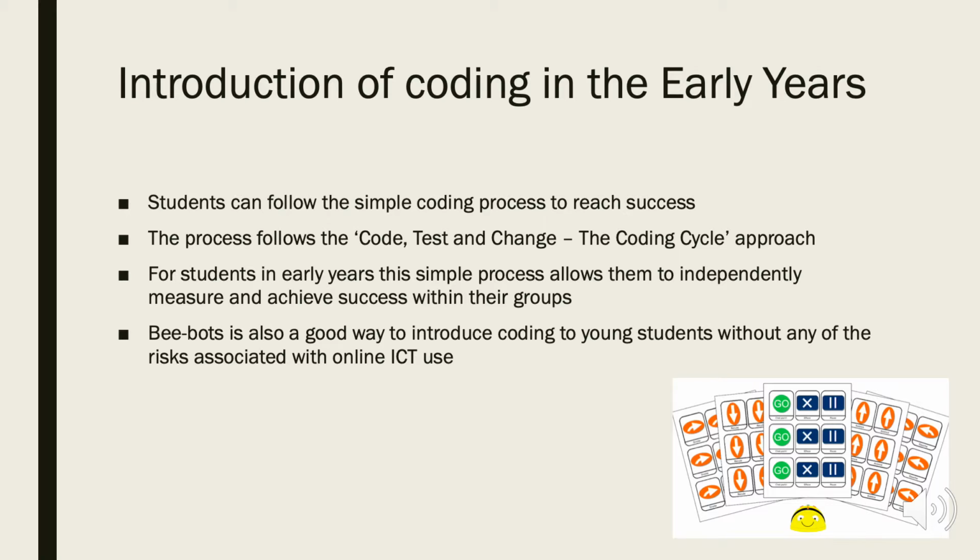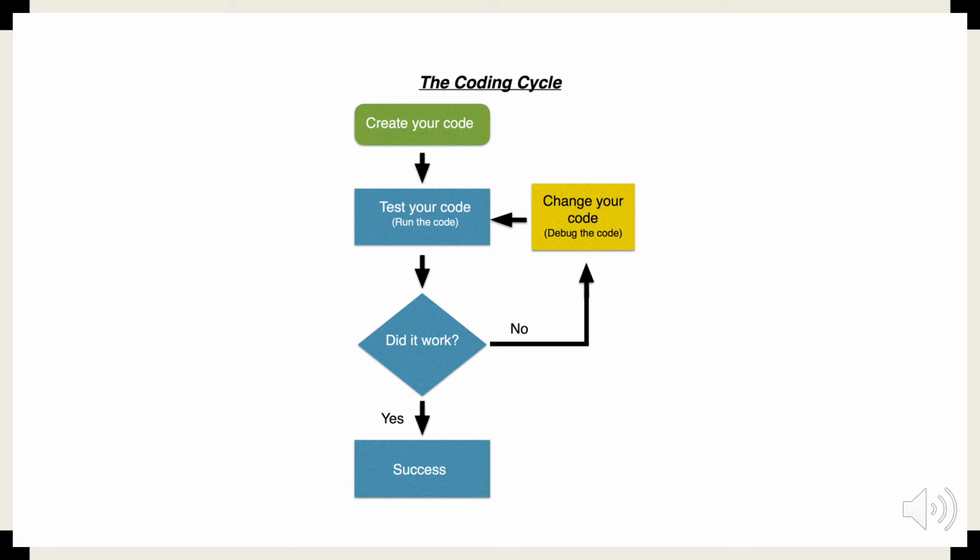Students are able to follow the simple coding process to reach success. This process is called the coding cycle approach. It follows the code, test, and change process. As seen in the diagram, students create the Bebot's code and then test the code on the Bebot. If the Bebot followed the desired path, then they have achieved success. If the code wasn't correct, then they would change the code and repeat the process.